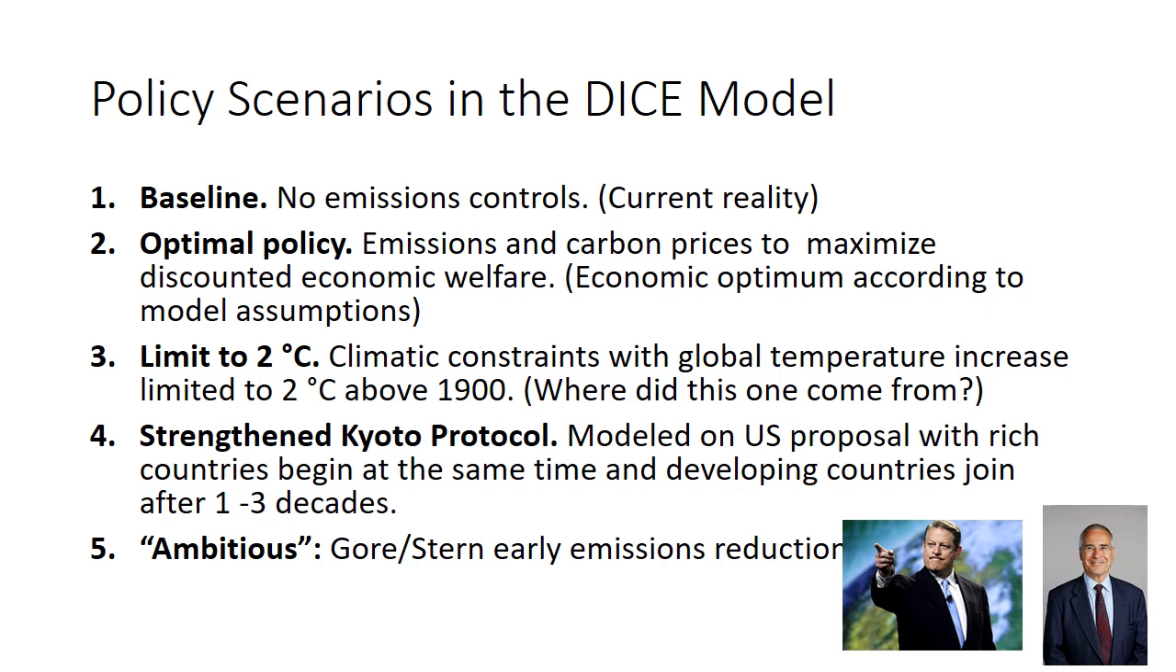So he has optimal policy, which is emissions and carbon prices to maximize discounted economic welfare. This is the economic optimum according to model assumptions. So in this case, it's figuring out what the carbon prices are or would be to maximize the discounted welfare, or maximize the welfare function. Now this assumes that we're modeling welfare correctly.